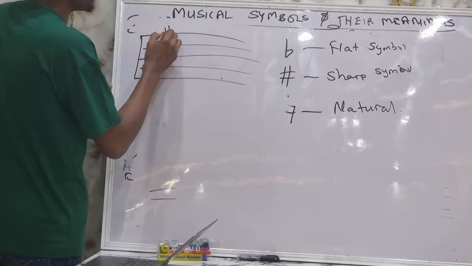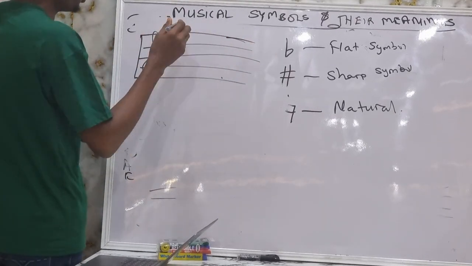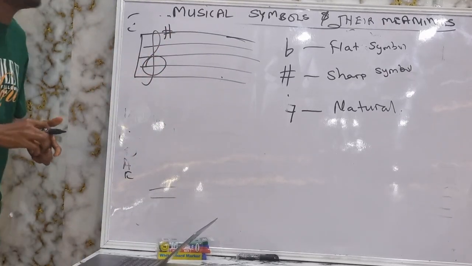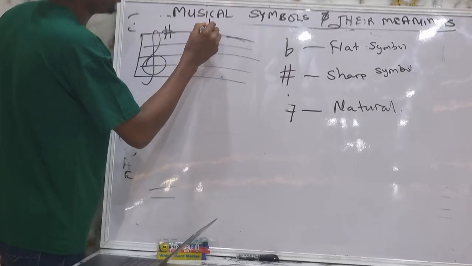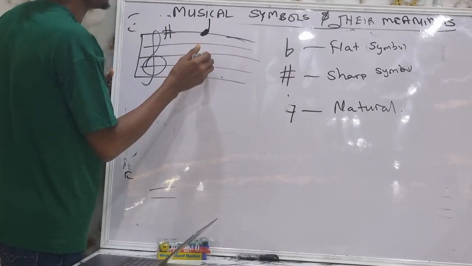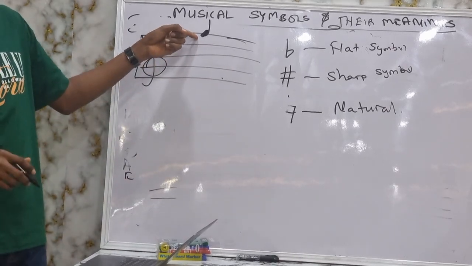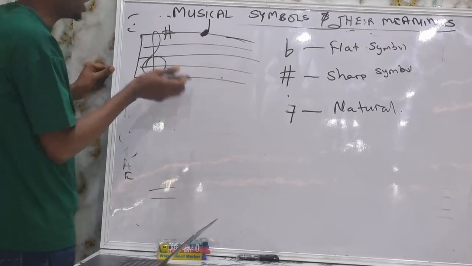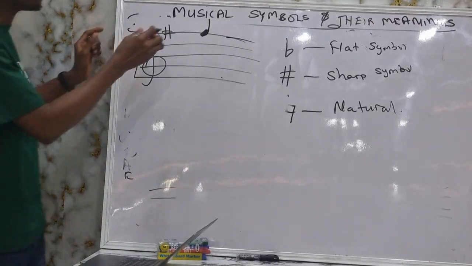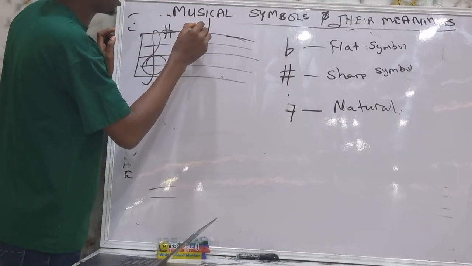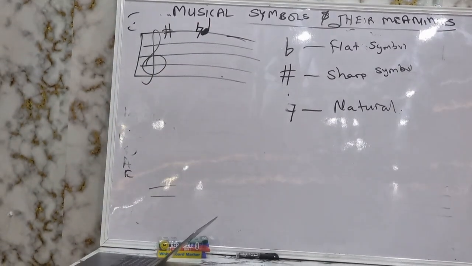So still on the same key of G major. Like we said, if I put this here now, it's supposed to sound as what? On the key of G now, that's your F sharp. But if I now put a natural, I'm telling you don't sharpen this key. Play it as it is.